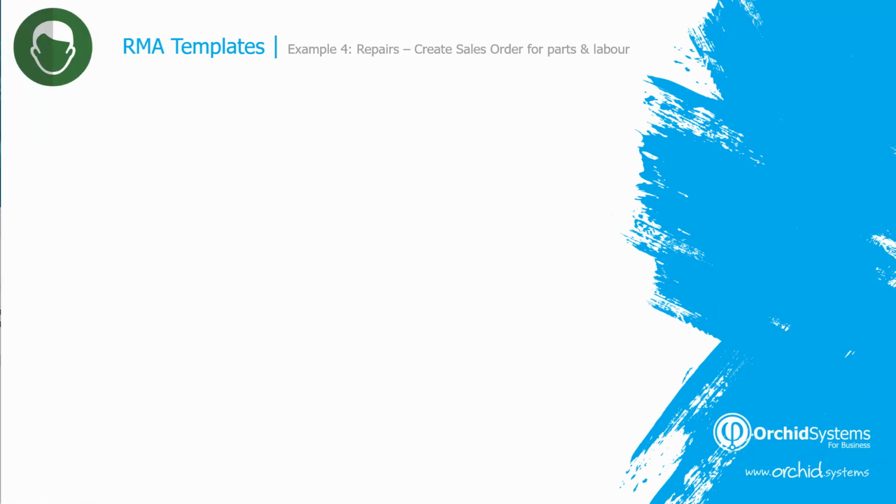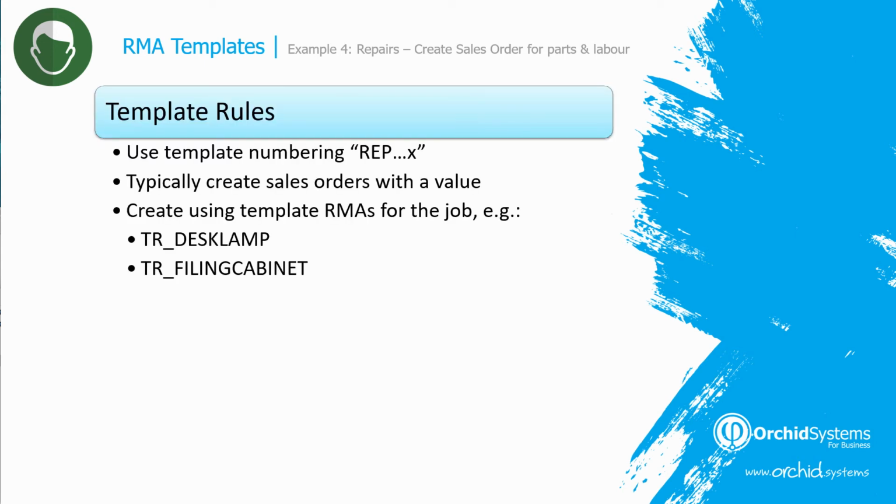And the last example we're going to look at is a repairs template to create a sales order and charge for parts and labor. The template rules, we're going to be using a numbering REP, and typically we're going to create a sales order with a value. And in this case, we're going to use template RMAs for the job. So we're going to create an RMA to repair a desk lamp and a template to repair a filing cabinet. And then we can use those to quickly populate the spare parts and labor that we need.